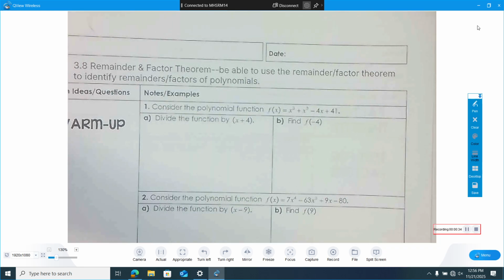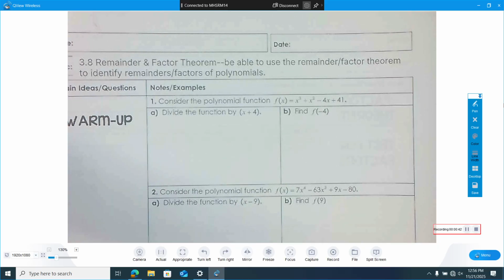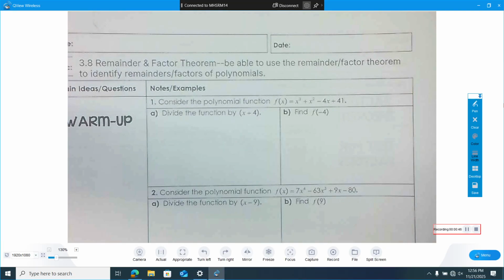We're gonna get it. Here we go. Okay, I got it. Here we go. 30 seconds in. So you guys have a review day on Monday and a test on Tuesday. We learned synthetic division yesterday.